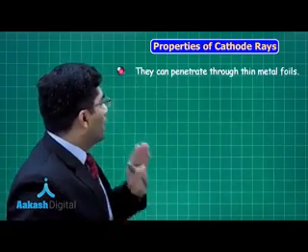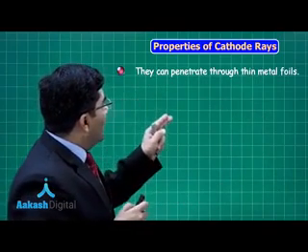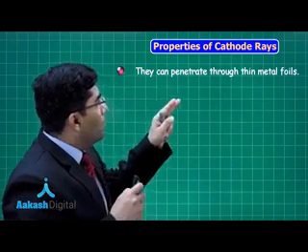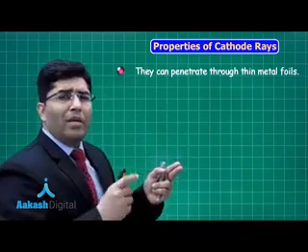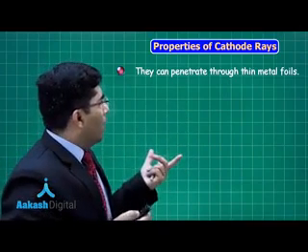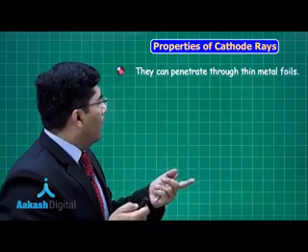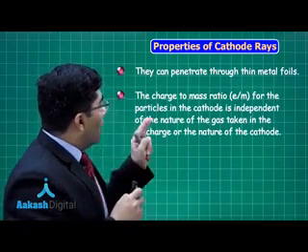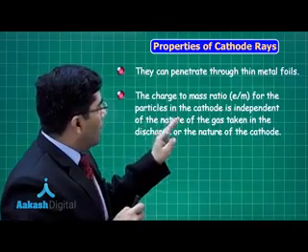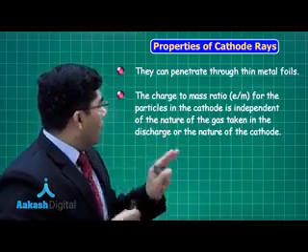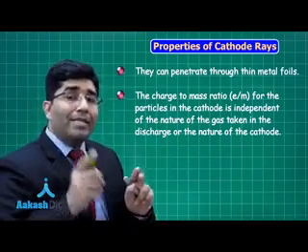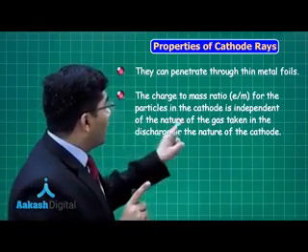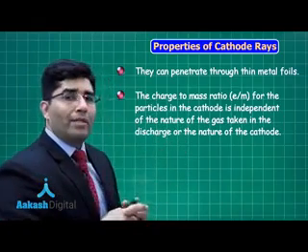The next point is, they can penetrate through thin metal foil. So they can go inside the metal foil. This is a normal type of property. The charge by mass ratio, that is e by m, for the particles of the gases is independent of the nature of the gas. What does it mean?